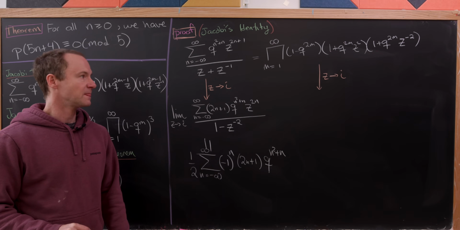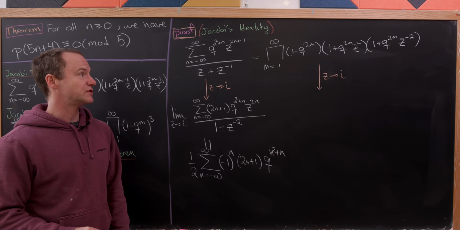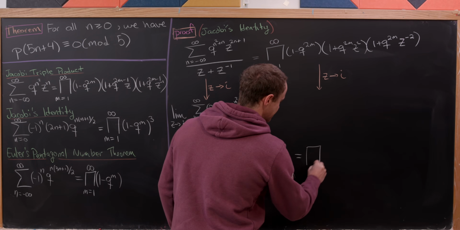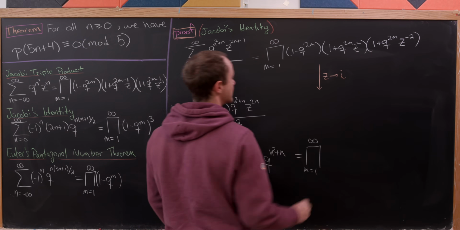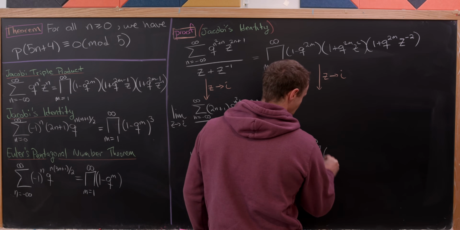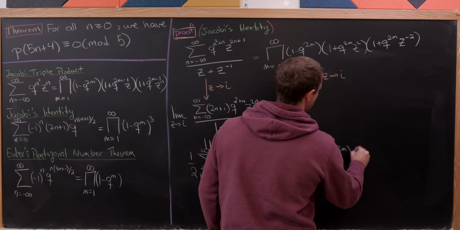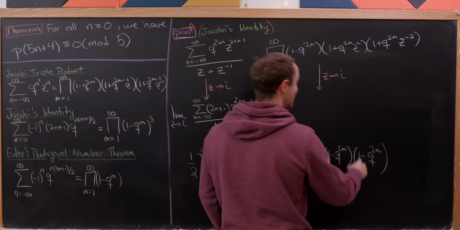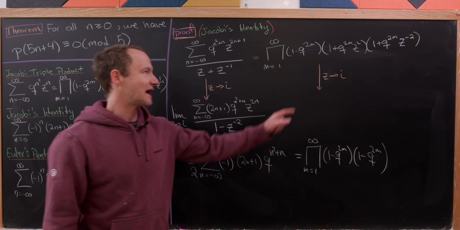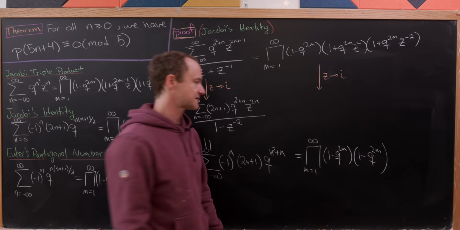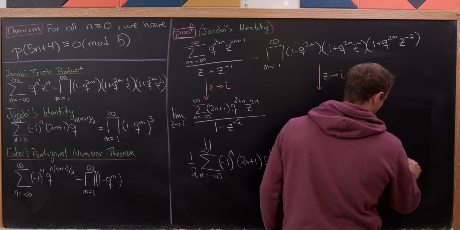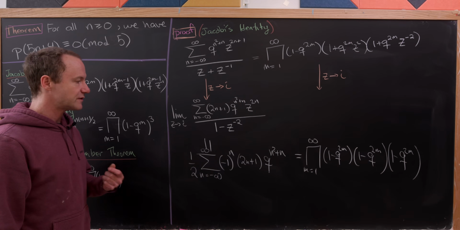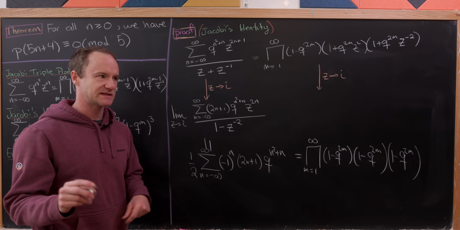But now let's see what we get over here from doing the same sort of thing on the left-hand side. So let's observe that gives us the product as m goes from 1 to infinity of 1 minus q to the 2m, which doesn't change. And then we have 1 minus q to the 2m again, because z squared is going to be minus 1. That's going to change the plus to a minus. And then finally, we have another 1 minus q to the 2m for the same reason.